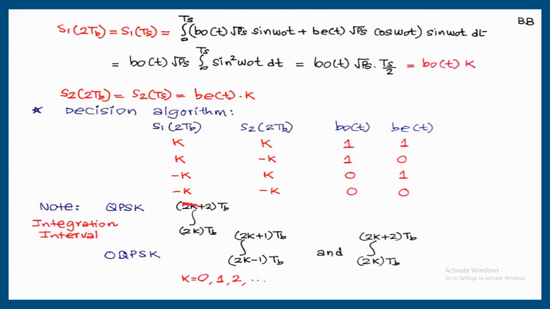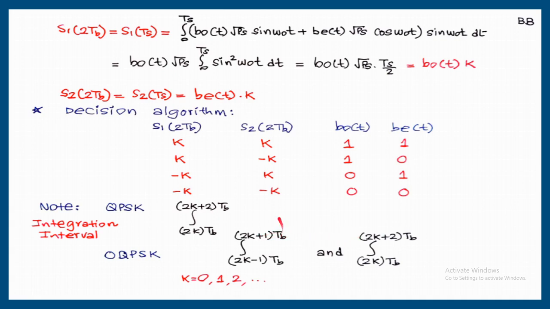So here it is always constant. For QPSK, it is always the same: 0 to 2TB, then 2TB to 4TB, then 4TB to 6TB, etc. But for offset QPSK, this difference will come. Odd bit from minus TB to plus TB, then plus TB to plus 3TB, then plus 3TB to plus 5TB, etc. That's the location of the odd bit. And even bit 0 to 2TB, 2TB to 4TB, 4TB to 6TB, etc.